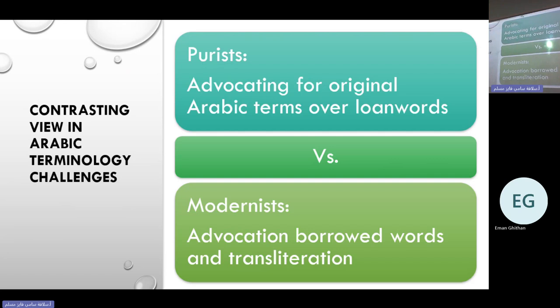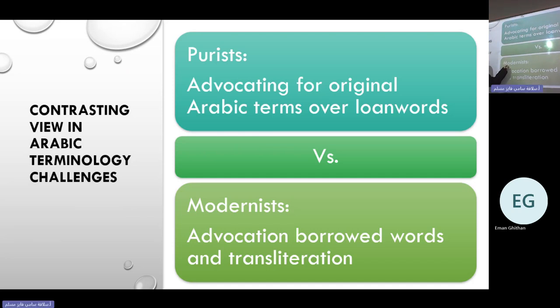Contrasting views in Arabic terminology challenges. We said that we have purists and we have modernists. من الأسماء, what is a purist and what is a modernist? A purist is a person or a language expert who advocates to keep original Arabic terms over loan words. Loan words are borrowed words. So they like to use Arabic words as an equivalent to an English term.